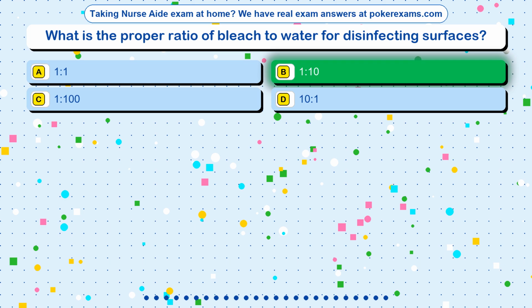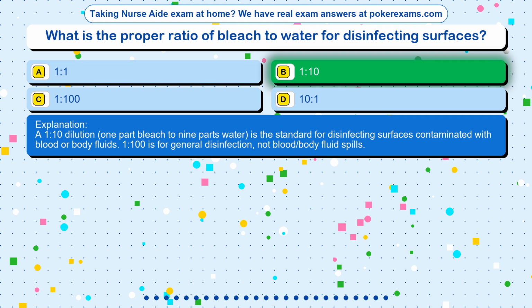The correct answer is option B. 1:10. A 1:10 dilution, 1 part bleach to 9 parts water, is the standard for disinfecting surfaces contaminated with blood or body fluids. 1:100 is for general disinfection, not blood/body fluid spills.